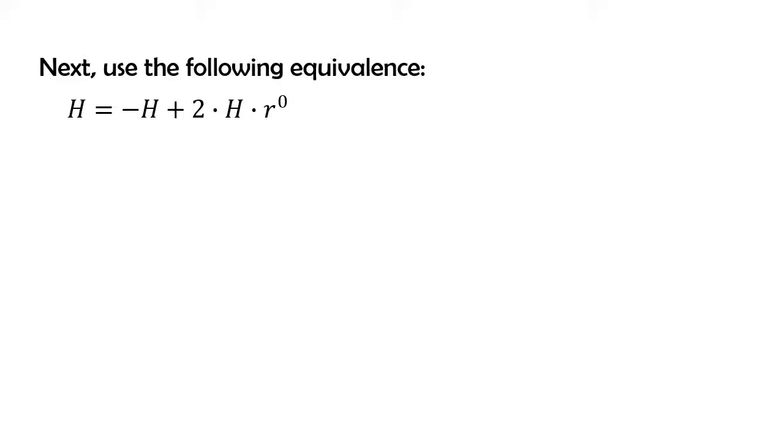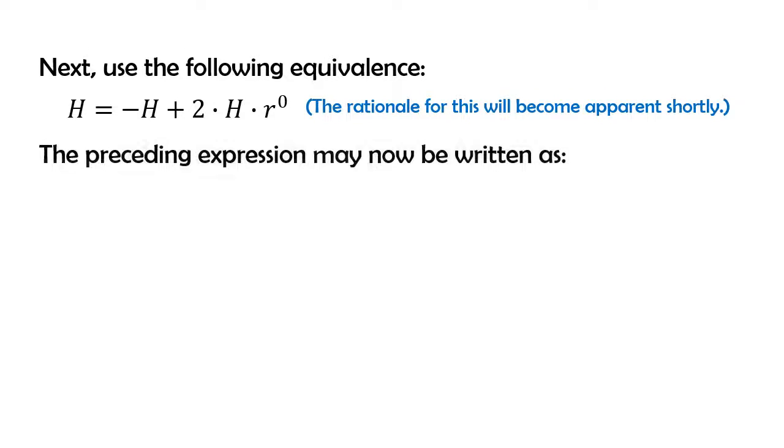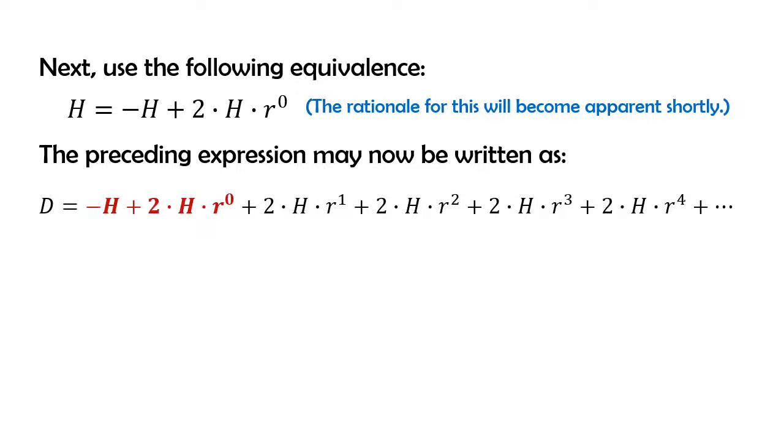And the r to the 0 power there, anything other than 0 raised to the 0 power is equal to 1. So that's the same thing as saying 2 times h times r to the 0 power is the same thing as 2 times h. The rationale for this is going to be apparent in just a little while. Now, the preceding expression may now be written using this unusual equivalence. We're going to substitute for the h at the beginning, that initial drop, and write it this way. D is equal to that strange thing, negative h plus 2h times r to the 0 power, plus the rest of it that we did previously.